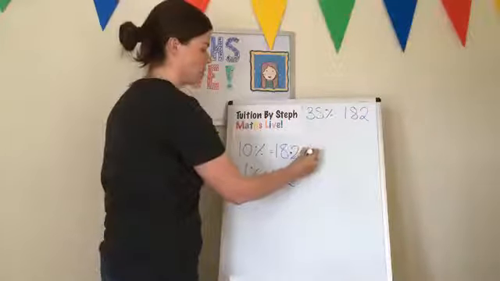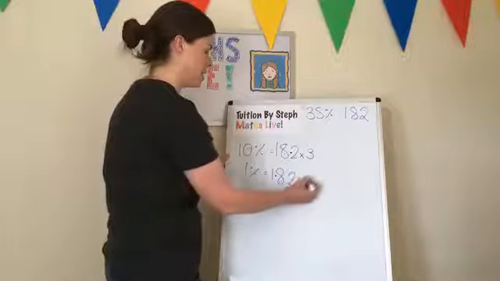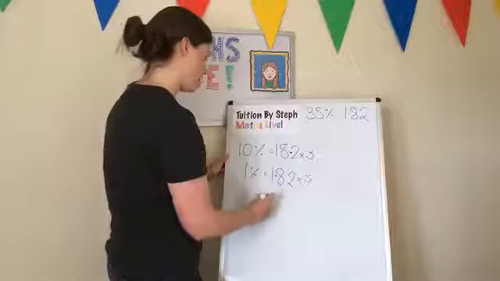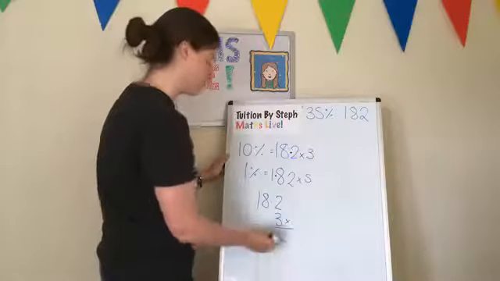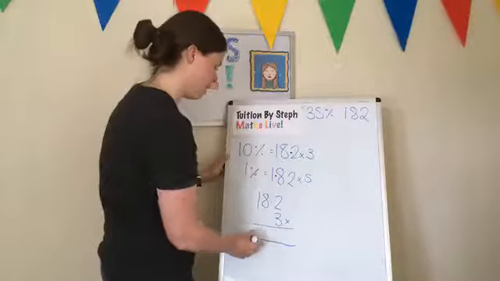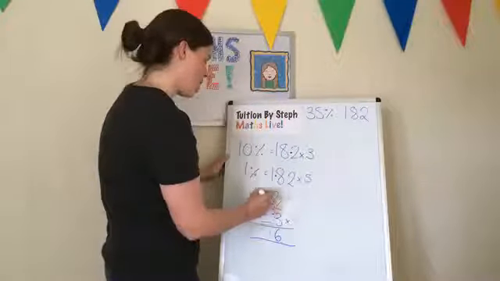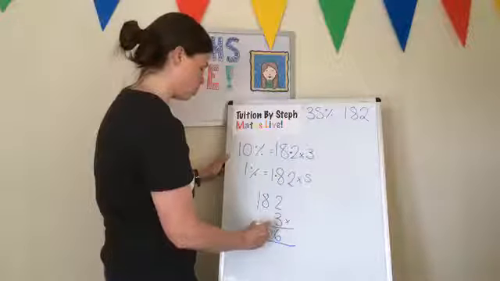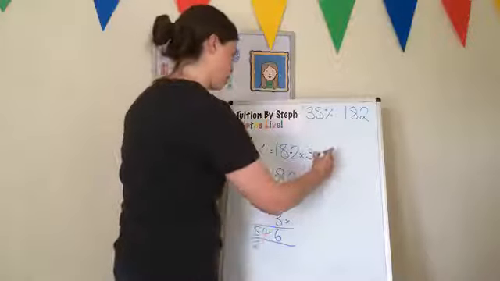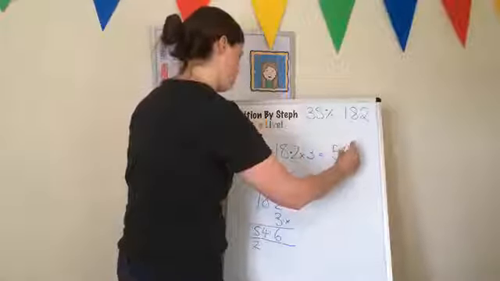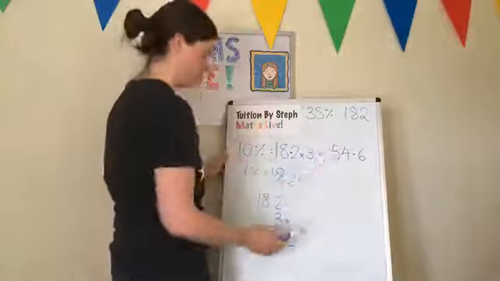We don't want 10%, we want 30%. So we'll be timesing our answer by 3. And we don't want 1%, we want 5%. So we'll be timesing our answer by 5. So 18.2 times by 3. Now yesterday, if you were watching, I made some awful mistakes with my calculating, didn't I? So I'm going to try and be a lot more accurate today. So 2 times 3 is 6. 8 times 3 is 24, carry the 2, 1 times 3 is 3, plus 2 is 5. So 54.6. So therefore 30% of 182 is 54.6.